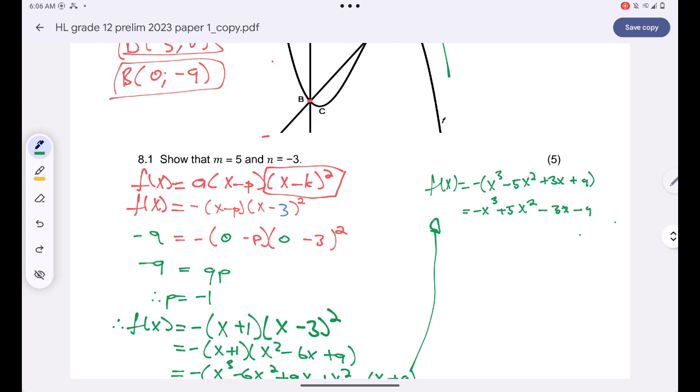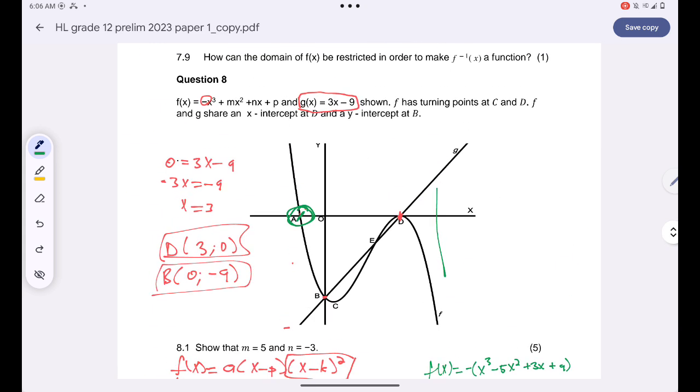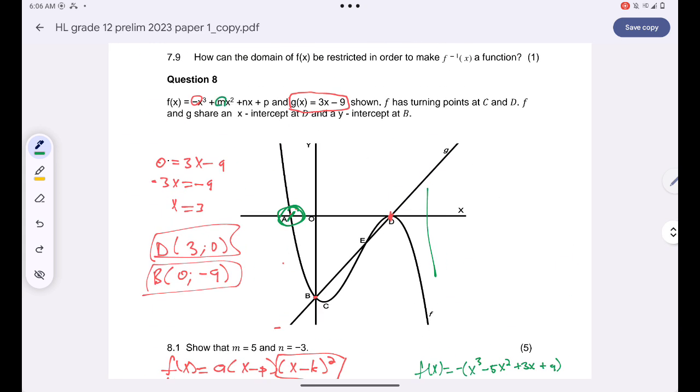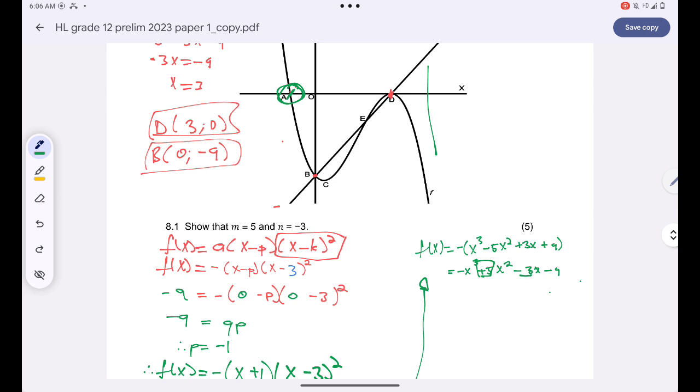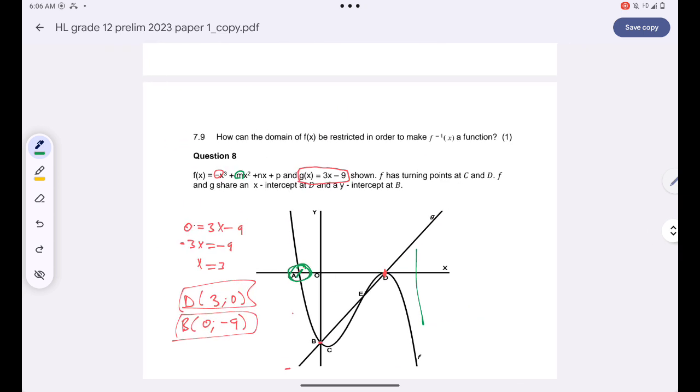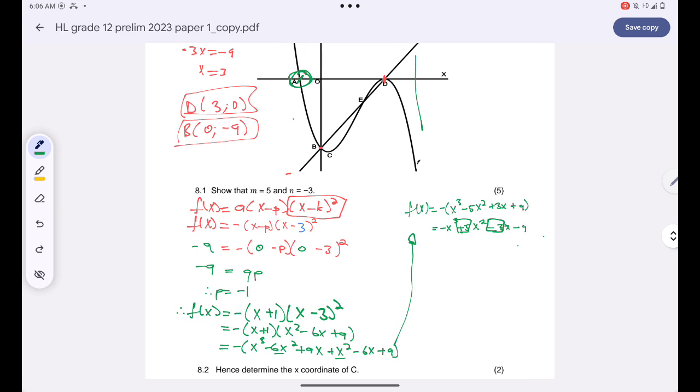So now I've shown that the coefficient of x squared is a positive 5. Remember that m is the coefficient of x squared, and n is the coefficient of x, that's negative 3. So now I've shown that m is 5 and n is just equal to negative 3. That's how, guys, we're supposed to tackle this question.